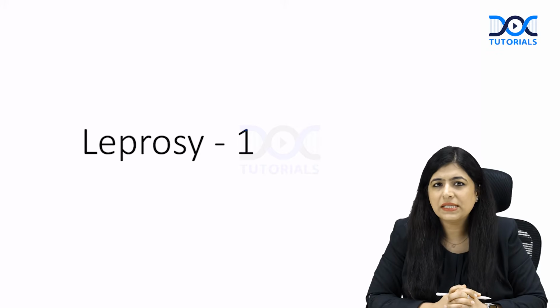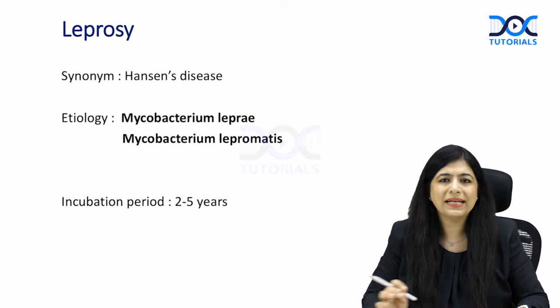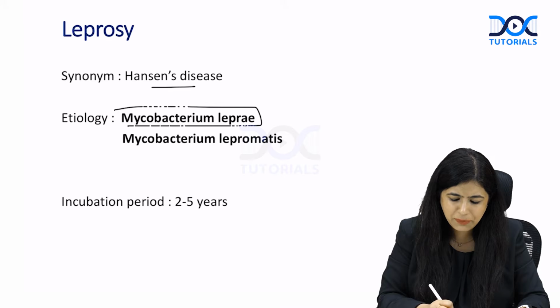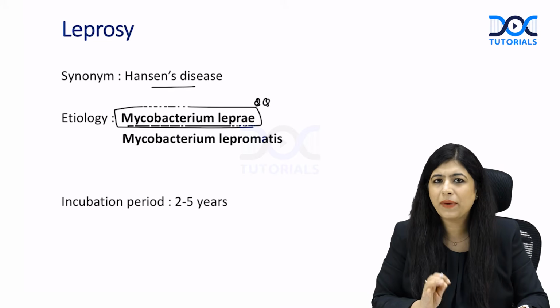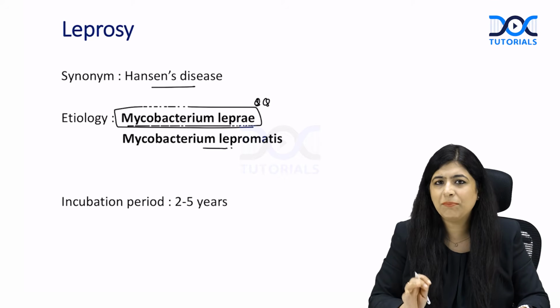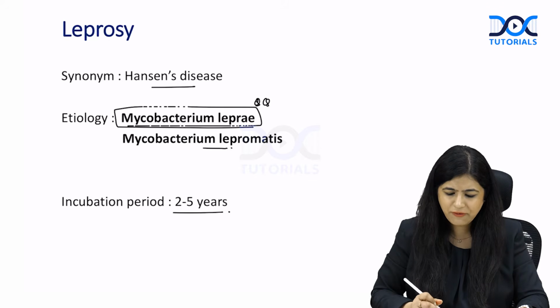Video where we will be discussing leprosy part 1. So leprosy is also called Hansen's disease, and it is caused by the bacteria Mycobacterium leprae. The most important cause of leprosy is Mycobacterium leprae, but it can also be caused by another bacteria, M. lepromatosis. The incubation period is long at 2 to 5 years.